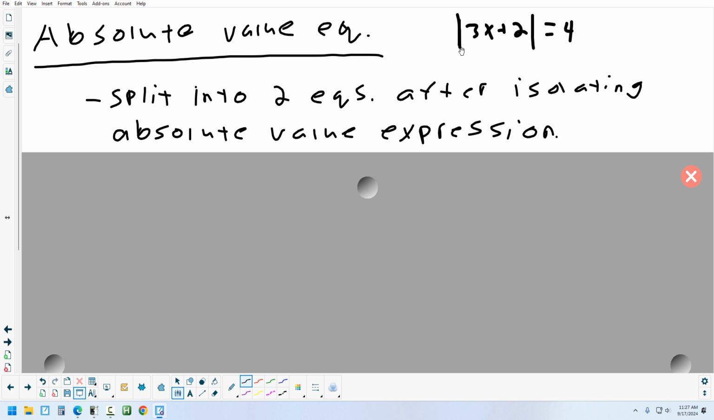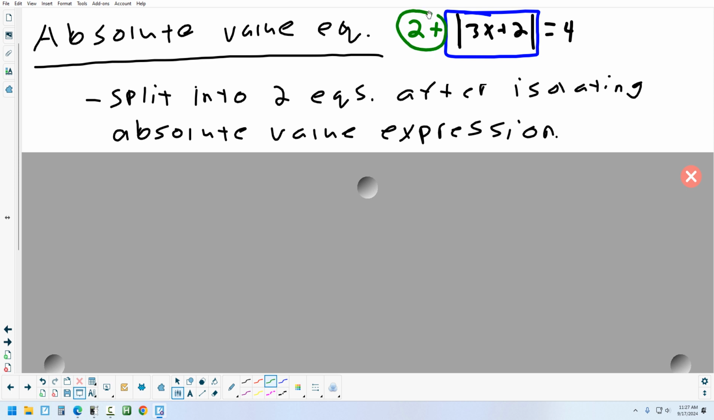So let's say you had something like that. That's an absolute value equation. I'm not going to do that one. But when you are solving an absolute value equation, you need to make sure that the absolute value expression is isolated on one side. In the problem I just wrote down, it is isolated. Here's an example where it's not isolated. 2 plus the absolute value of 3x plus 2 equals 4. Now you've got a 2 plus on the outside.